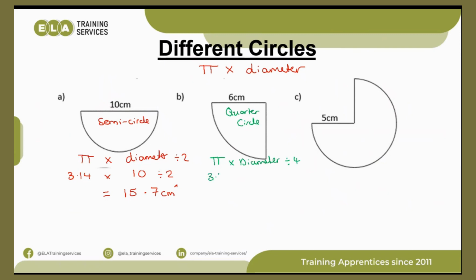So we're going to do 3.14. Now our diameter, if we imagined this was a full circle, is going to be another 6 there. So our diameter is actually 12, divided by 4. So 3.14 times 12 divided by 4 is actually 9.42 centimetres.